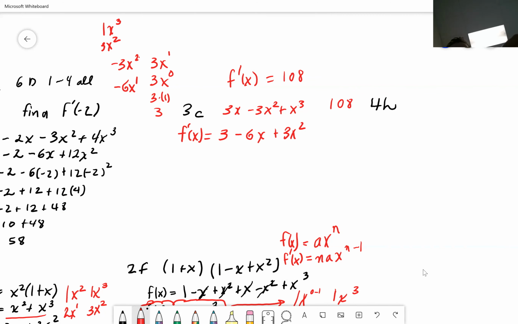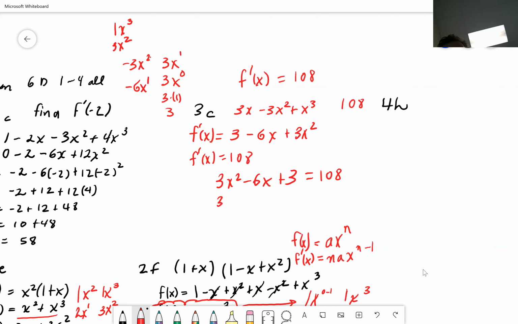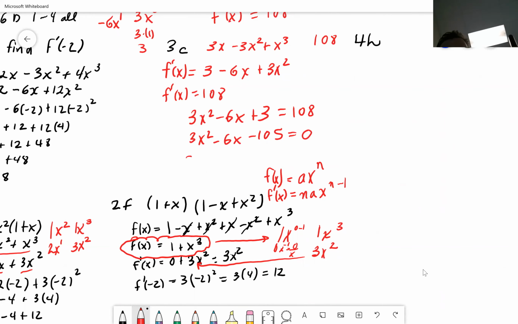So now what does f prime of x equal to? F prime of x equals 108. So 3x squared minus 6x plus 3 equals 108. Or you can write 3x squared minus 6x minus 105 equals 0. Or you can factor that. 3 times x squared minus 2x minus, 105 divided by 3 is what? 35. So I can write this now.